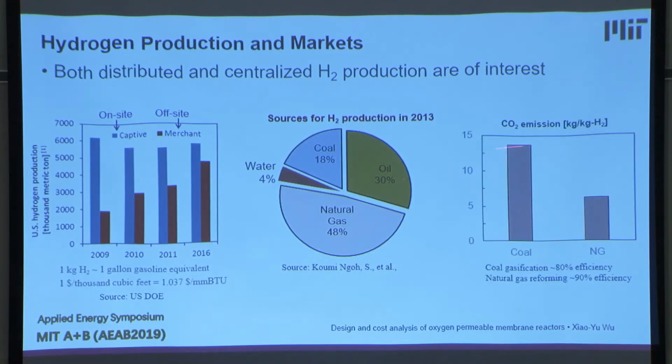Let me briefly talk about the CO2 emission of hydrogen production using different sources. If we assume the gasification efficiency is 80% and natural gas reforming is 90%, you can see that coal gasification emits a lot of CO2 compared with natural gas power plants.